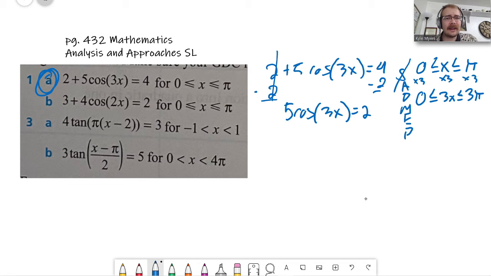If I did a subtract, and there's no other number, usually you just do one of them, so I don't really do an add. I'm going to move on to divide. I'm going to divide both sides by 5. Cosine 3x equals 2/5. Now, here you want to stop.